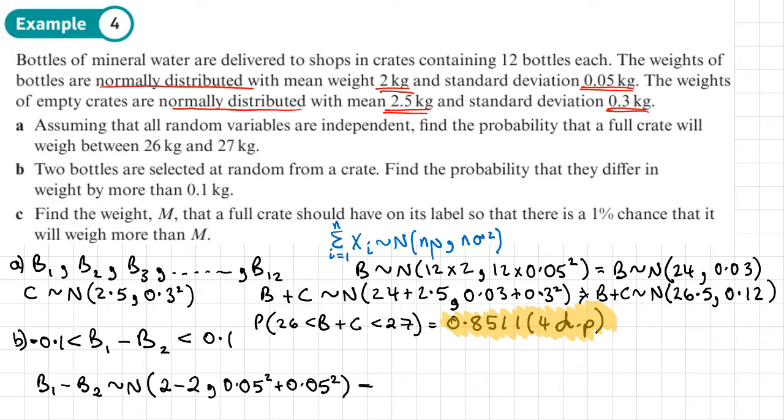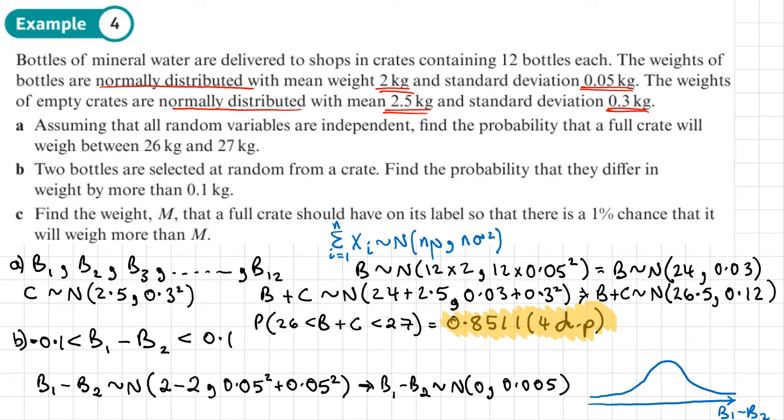So B1 minus B2 is normally distributed with a mean of 0, and then 0.05 squared plus itself gives us 0.005 as the value of the variance. And what we want to do is to find out the probability that this distribution is between negative 0.1 and plus 0.1. So again, I'm just going to draw the distribution here. The distribution of B1 minus B2, like this.